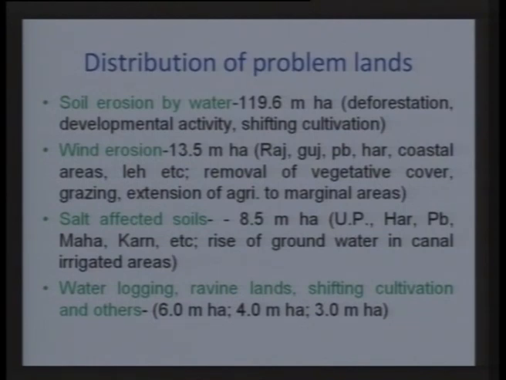And finally the waterlogging. So a certain significant portion of the land is also affected by waterlogging, ravine lands and shifting cultivation and others. So these are the problem lands which need to be managed, so as to make them usable, and in order to increase the production and productivity of agriculture.